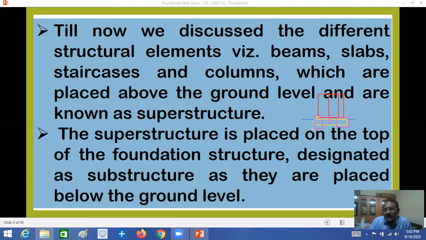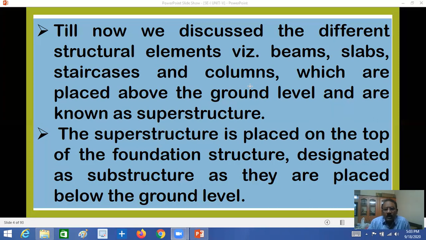Foundation depth depends upon soil condition. If the soil is good, the depth of foundation is less. If the soil is hard, the depth of foundation will be more. As you know, the SBC, safe bearing capacity of soil, if it is good, 350 or 400 kilonewton per meter square, then you can design footings with a lesser length of foundation. We can calculate that by different formulas.